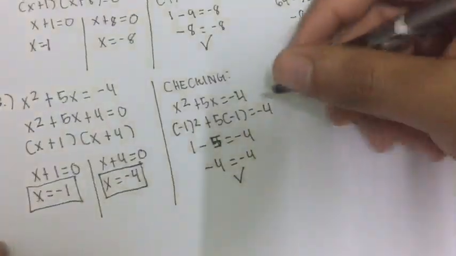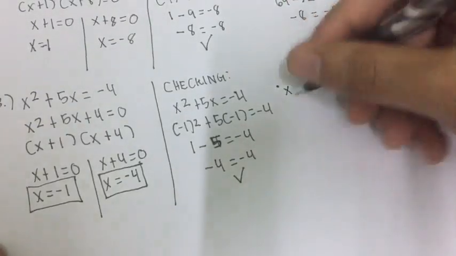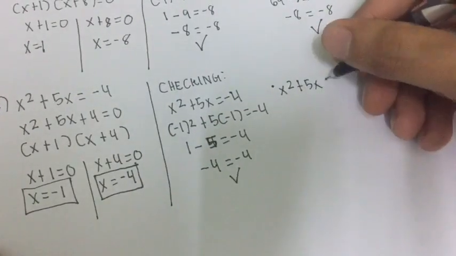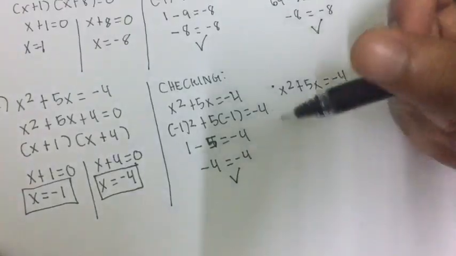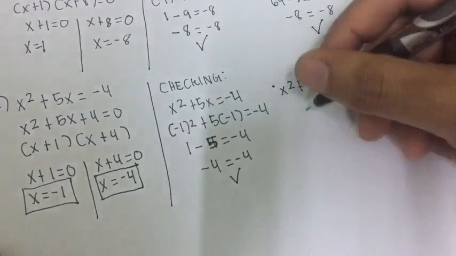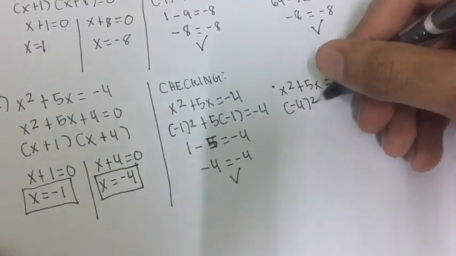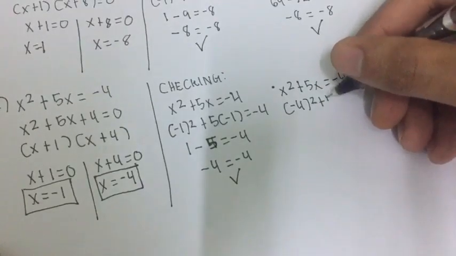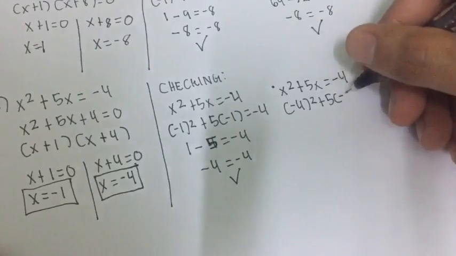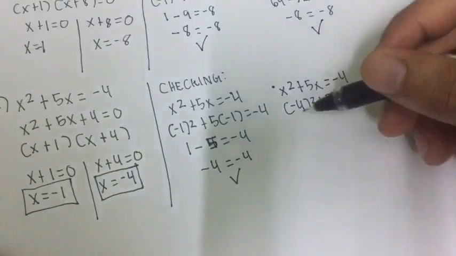The other side, just put the original equation. x squared plus 5x equals negative 4. We need to put negative 4 to all x. Just like this. Negative 4 squared plus 5 times negative 4 is equal to negative 4.